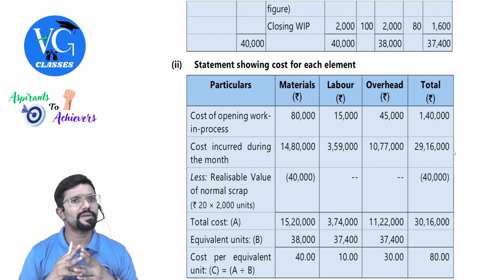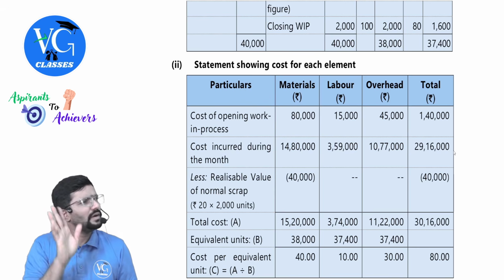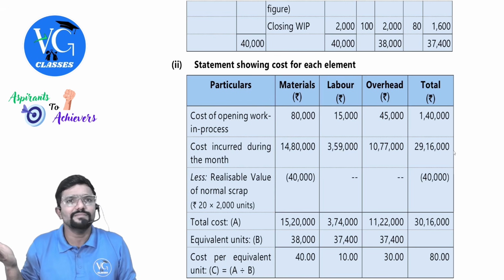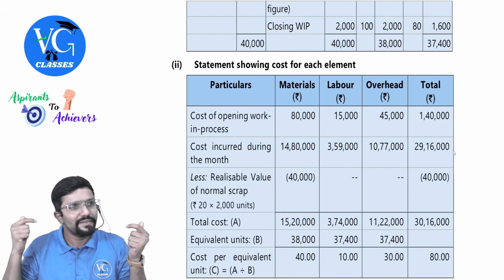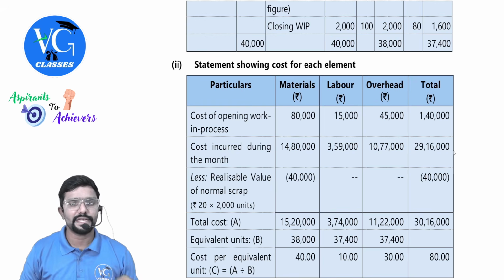So should we write it as two separate columns? Yes. Sir, what if they have given one single conversion cost? Accordingly follow it. I cannot split it. If they have given conversion cost in the question itself, straight away take it.